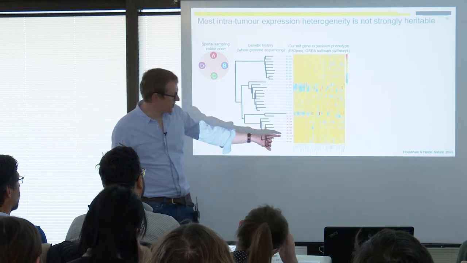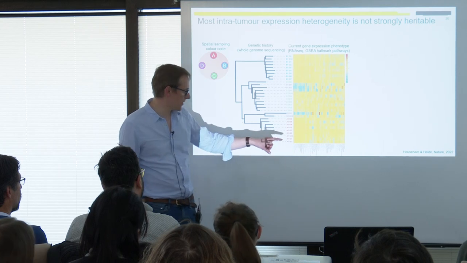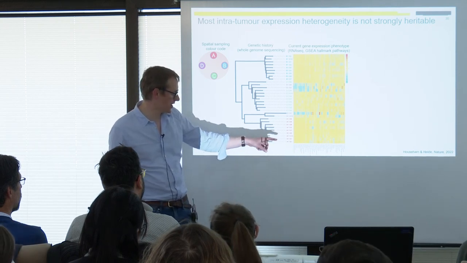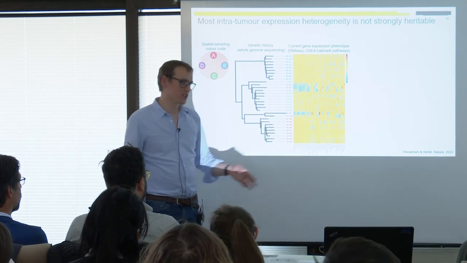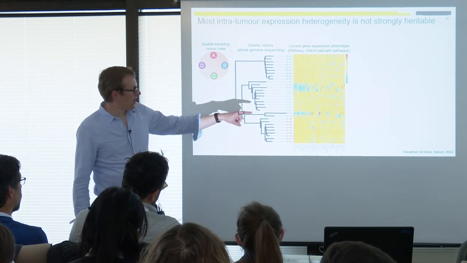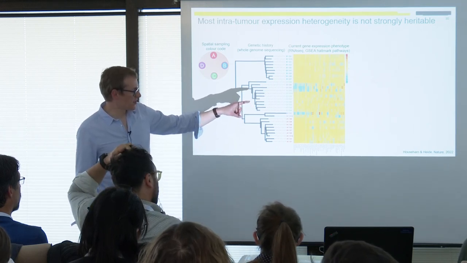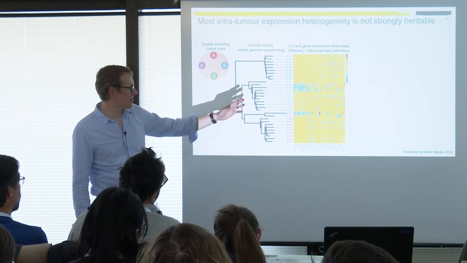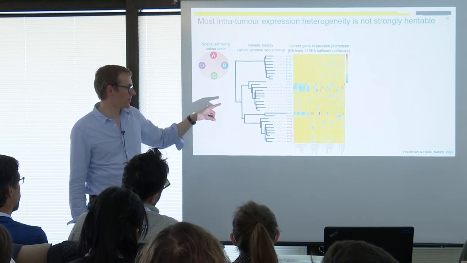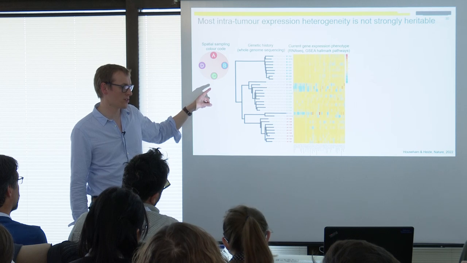So this is gene expression here in pathways to try and make the analysis a bit more powered. I know you can't read it, but these are cancer hallmark gene expression pathways. Color represents the activity of the pathway. It's a classic gene expression heat map. But on the left, this is not a dendrogram. This is the phylogenetic tree, and I've just cut off the trunk.